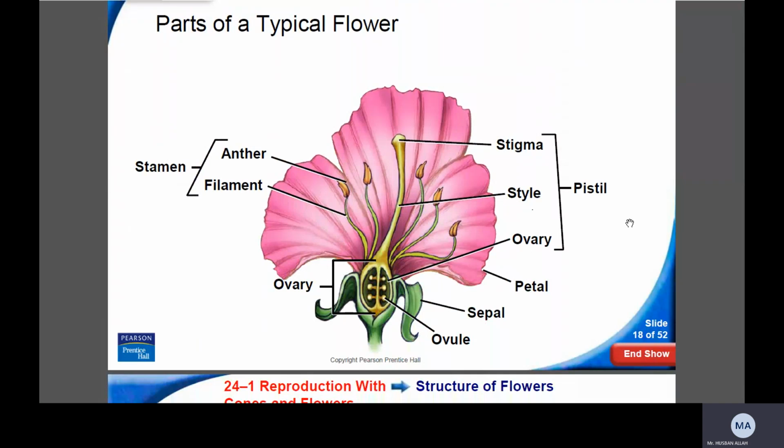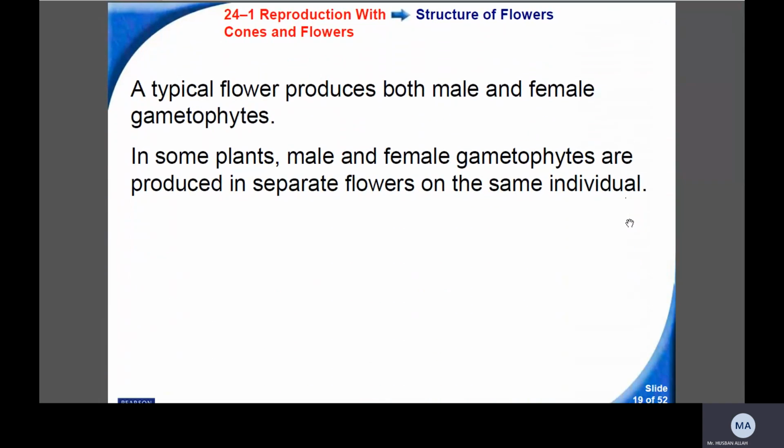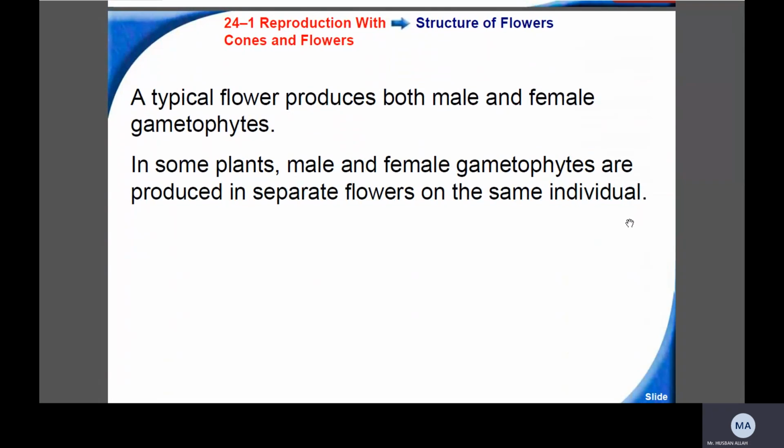Now, about the reproduction, how it works inside. In the case of flower pollination, how many types of pollination do we have? Two types. One is self pollination, and one is cross pollination, right? Self pollination and cross pollination.